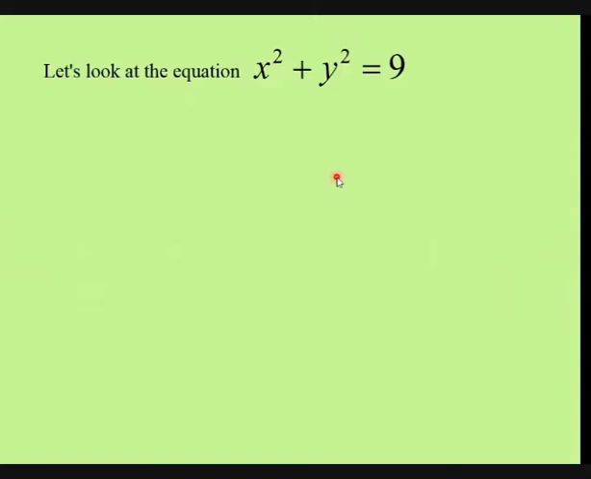Let's look at the equation x squared plus y squared equals 9. By simply looking at this equation, we know for a fact that the center of the circle is at the origin, which is at 0, 0, because x here is squared, y here is also squared, and we don't have any constant together with these terms.